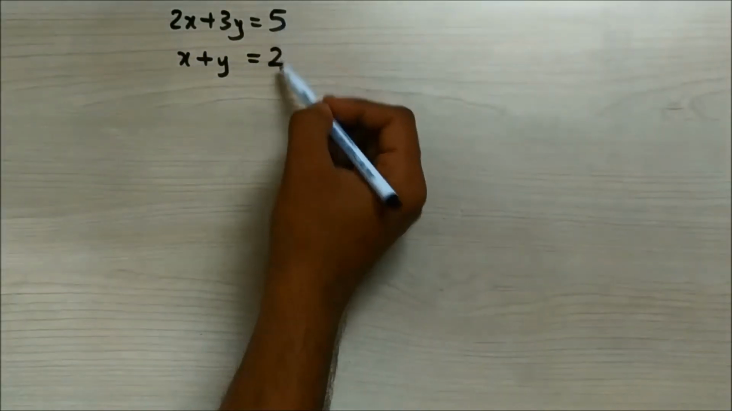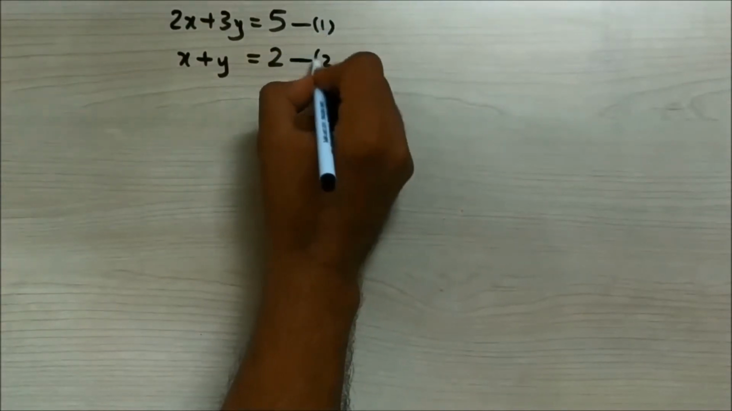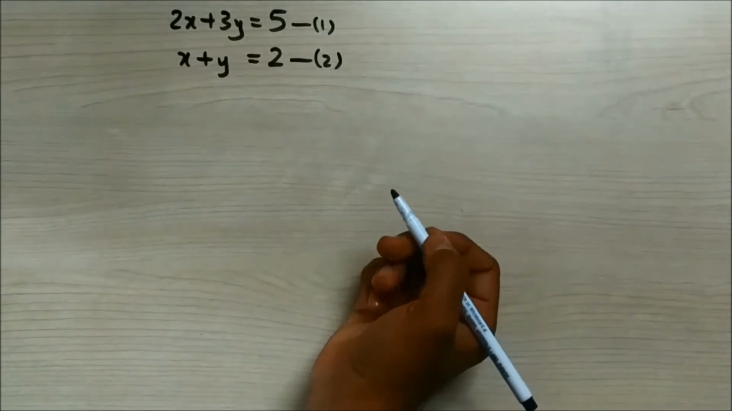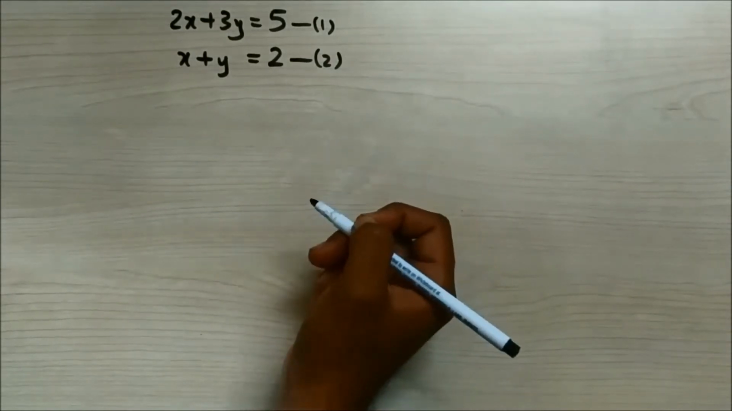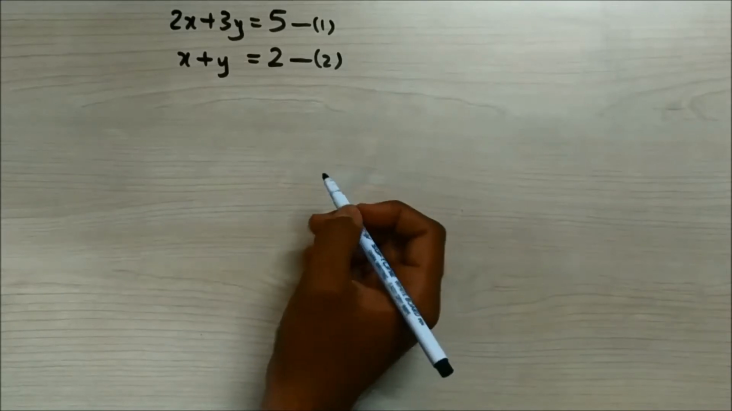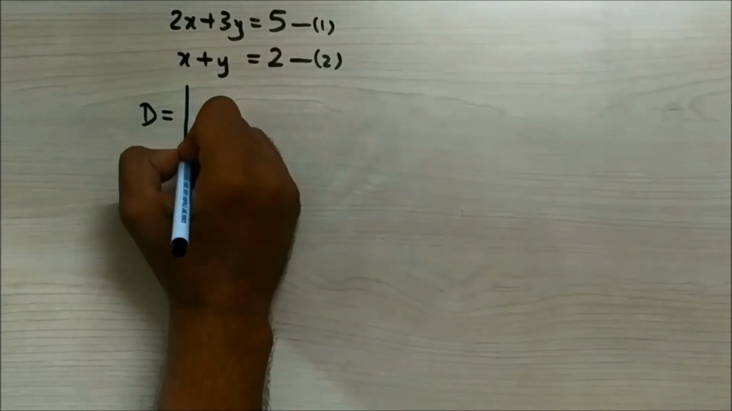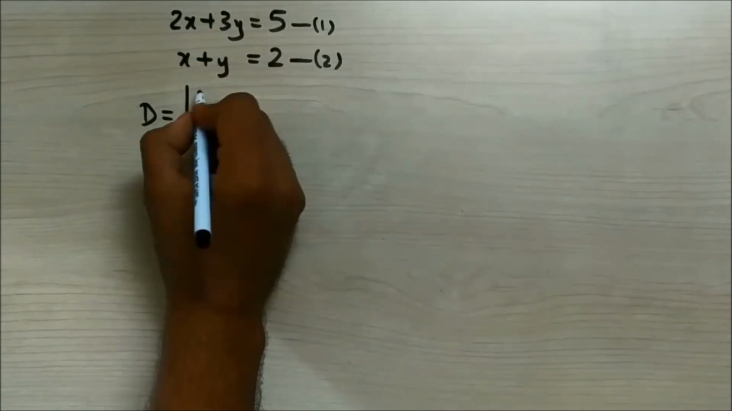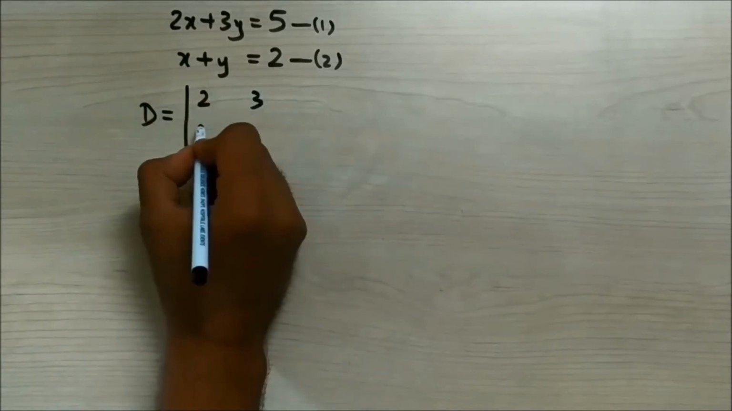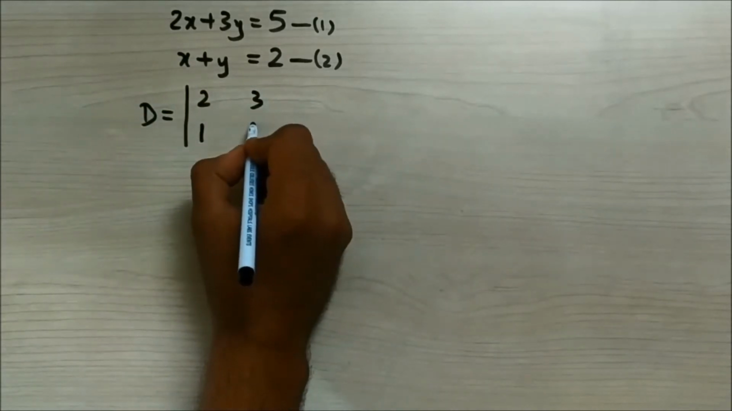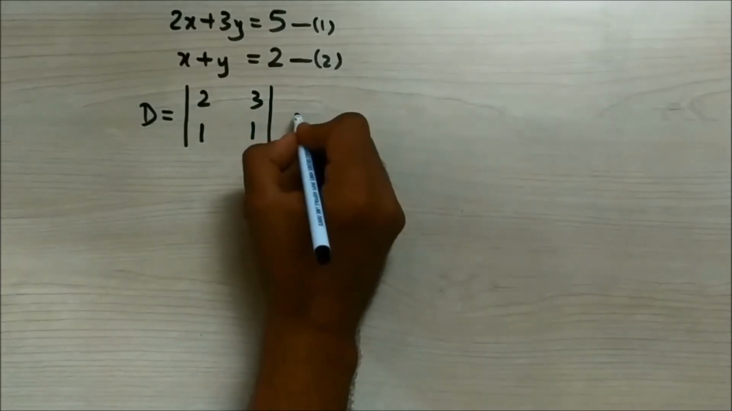Now how do we solve these two equations, equation 1 and equation 2, using Cramer's rule? First of all, we know that Cramer's rule is related to determinants. So we first prepare the determinant of the coefficients of x and y. So we have 2, next is 3, where the coefficient of x is 1 and y is also 1. Now let's evaluate this determinant.